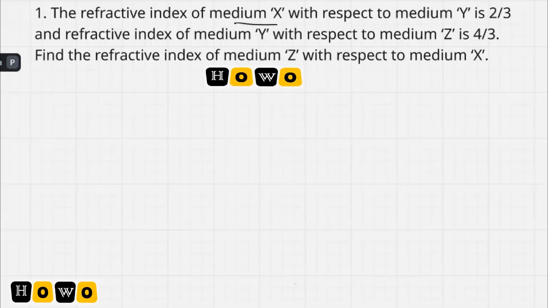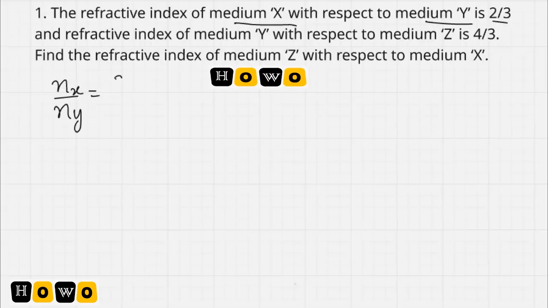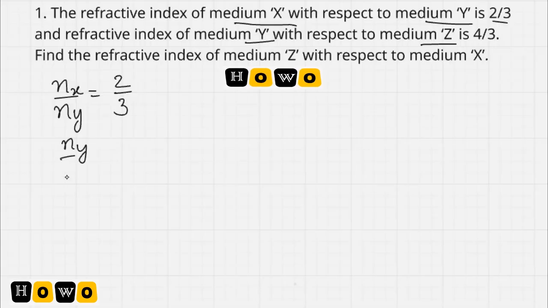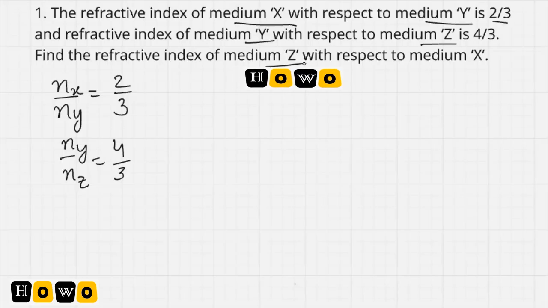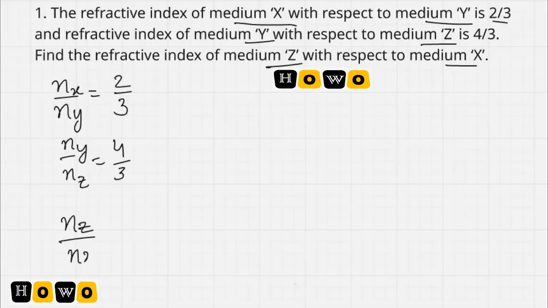The refractive index of medium X with respect to medium Y is 2 by 3. So let us write it. Refractive index of medium X with respect to refractive index of medium Y is given as 2 upon 3. And refractive index of medium Y with respect to Z is given as 4 upon 3. We have to find out the refractive index of Z with respect to X. So we need to calculate refractive index of Z with respect to refractive index of X.